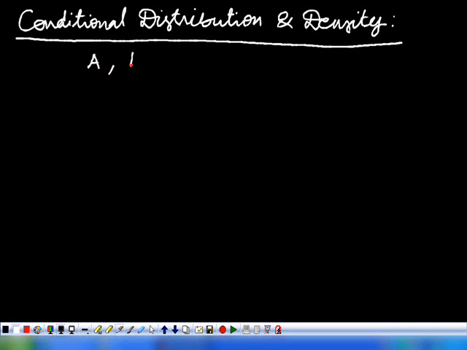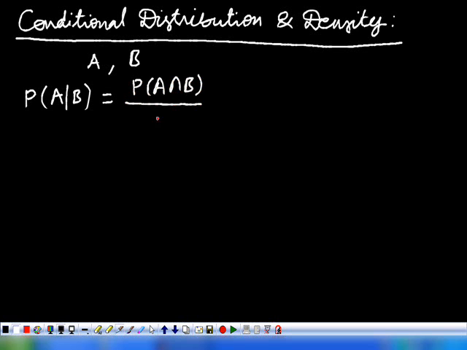Let A and B be two events, then the probability of A given B is equivalent to the probability of A intersection B divided by the probability of B. So this is called the conditional probability of A, the conditional probability of A given B has occurred. This is the fundamental definition of the conditional probability.